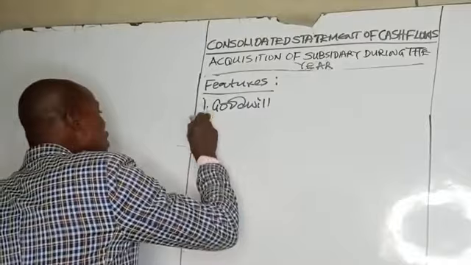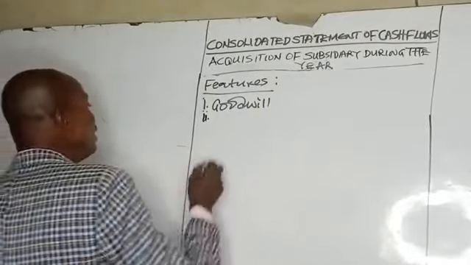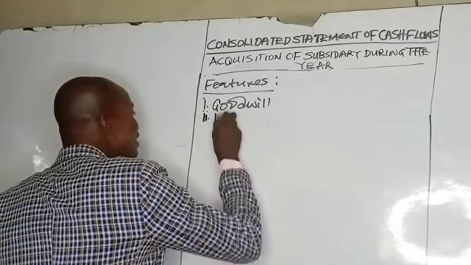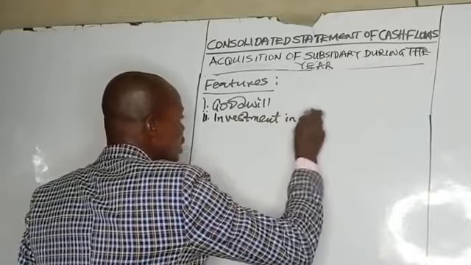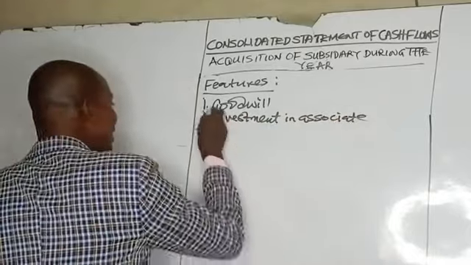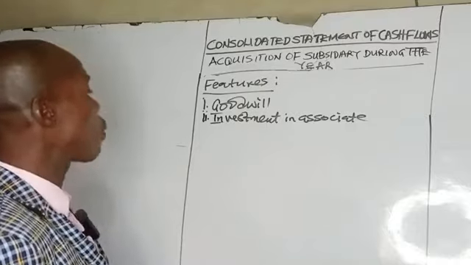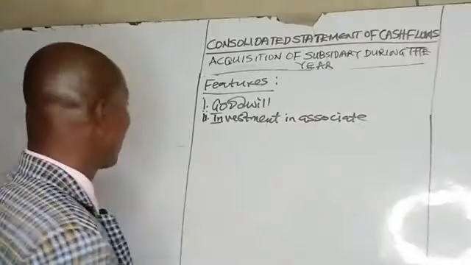Then another feature that is peculiar to group financial statements is investment in an associate. Investment in associate, where the investor acquires a significant influence in the investee. Then you have an associate.